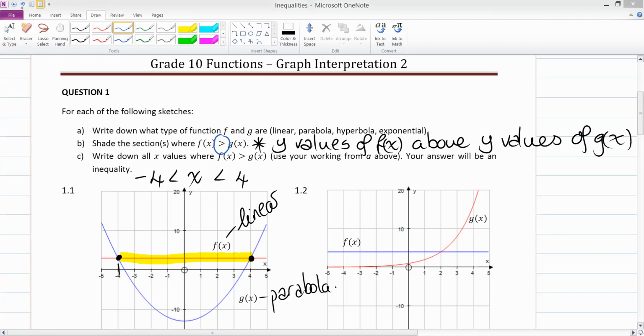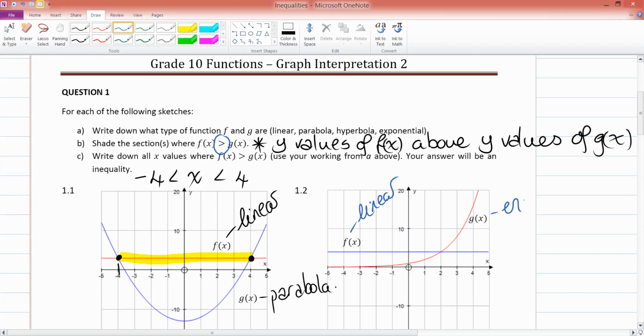Now let's look at 1.2. F of x again, that's your linear. And then g of x is an exponential. Now, we want to then highlight where the blue graph is strictly above the red graph. So which parts am I going to highlight? Any volunteers? Okay, so I'm going to highlight it for you. That's the part where f of x is strictly above g of x. Okay, so I've highlighted the part that's strictly above g of x, right?